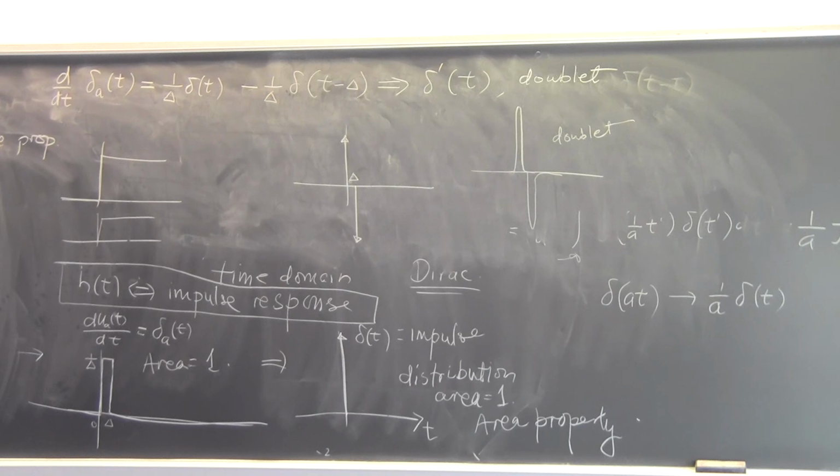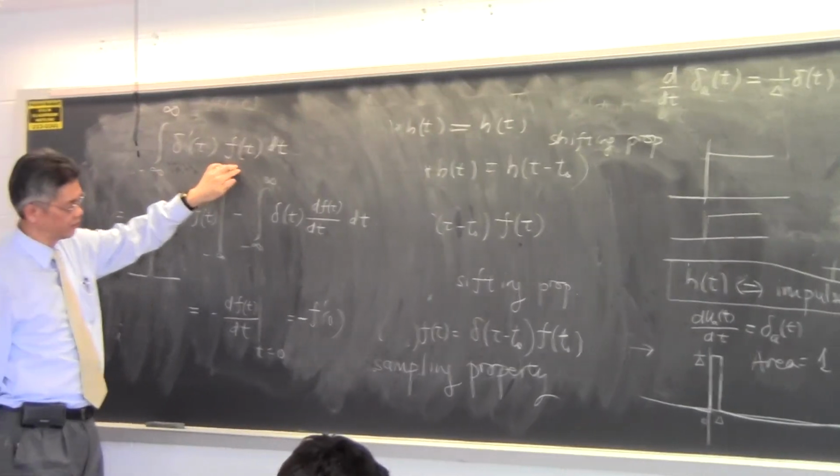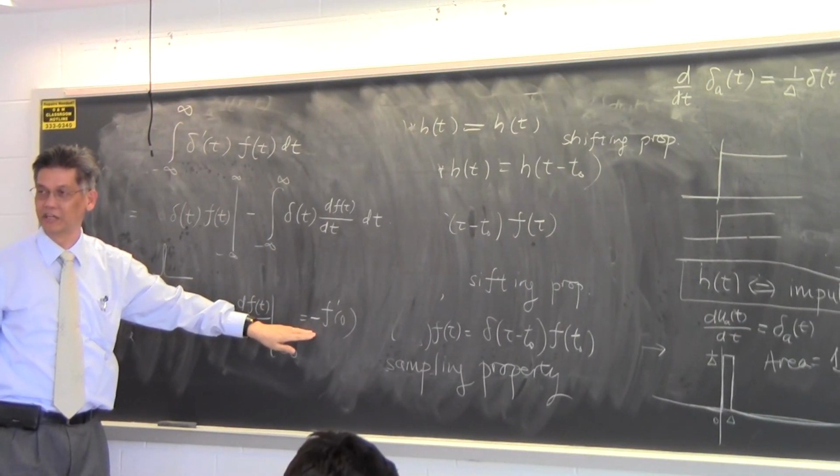For the second term, you can use the shifting property or the sampling property of the delta function. And what does it evaluate to? It evaluates to the derivative of the function, df/dt, at t equal to 0, with a minus sign. This can also be written as minus f prime of 0. So the property of a doublet is that when you multiply it by another function and integrate, it gives you the derivative of the function.